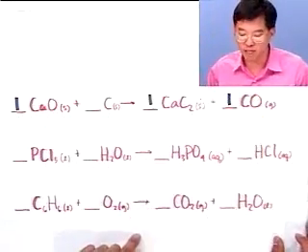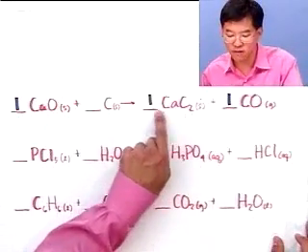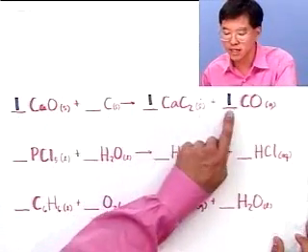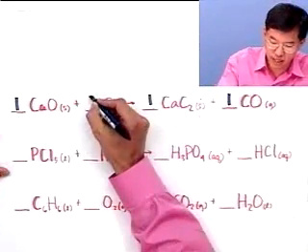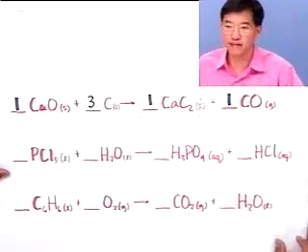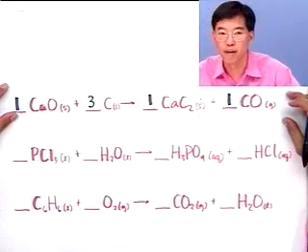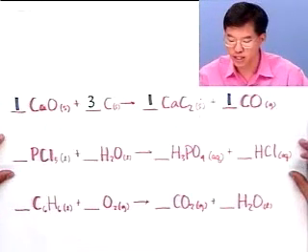And now we can do carbon. We have a total of 1 times 2, or 2 carbons, plus 1 more carbon for a total of 3 carbons. And so that means this coefficient is a 3. And this now represents a balanced reaction. Let's look at this next example.